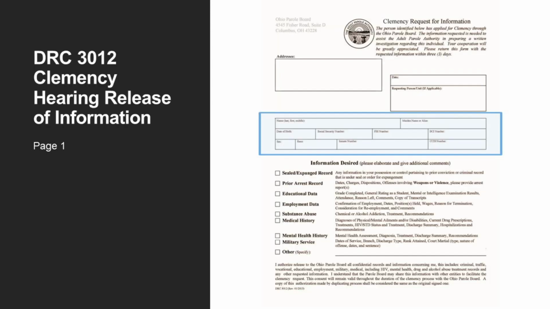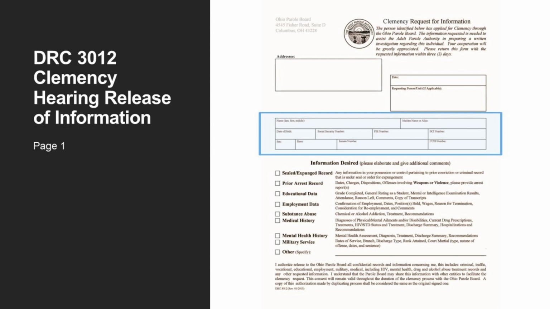The second required form in the intake packet is the DRC 3012 Clemency Hearing Release of Information. This form allows the ODRC to complete a full search of applicants' criminal records. The project requires that only some of the fields on this form be completed.